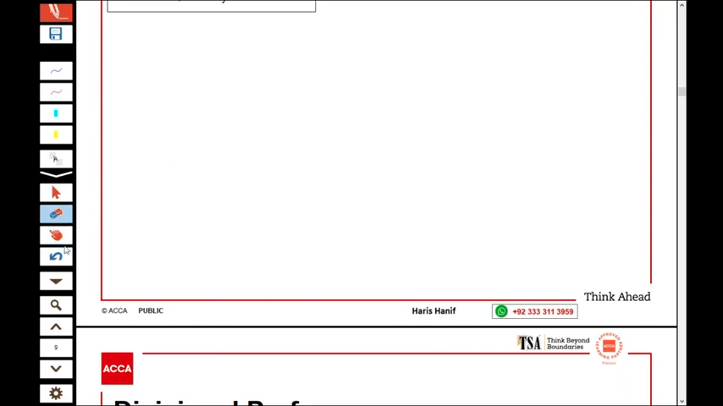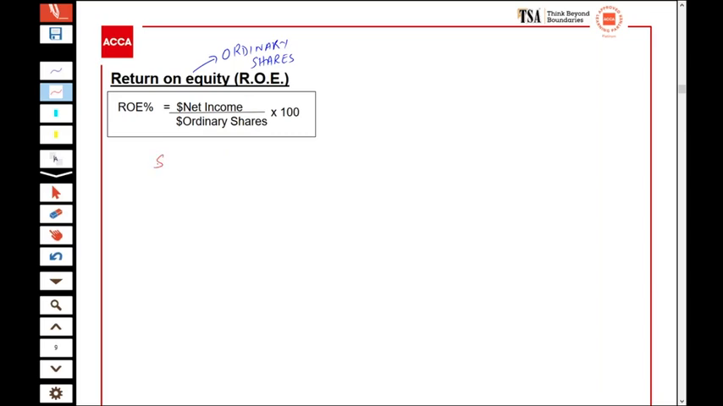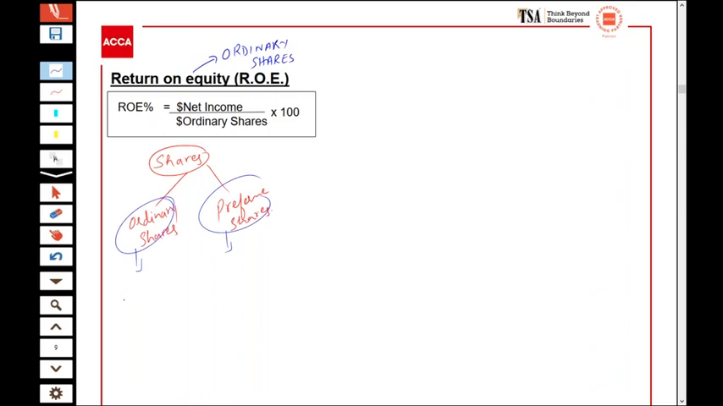Okay, now proceeding to the return on equity, ROE. First of all, I would like to make clear that there are basically two classes of shares. Number one is the ordinary shares, and second is the preference shares. Preference means priority, that means first to settle interest, and then at last to give dividend.